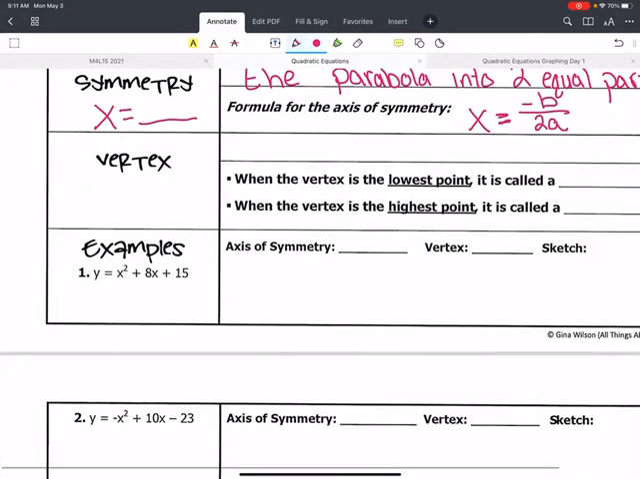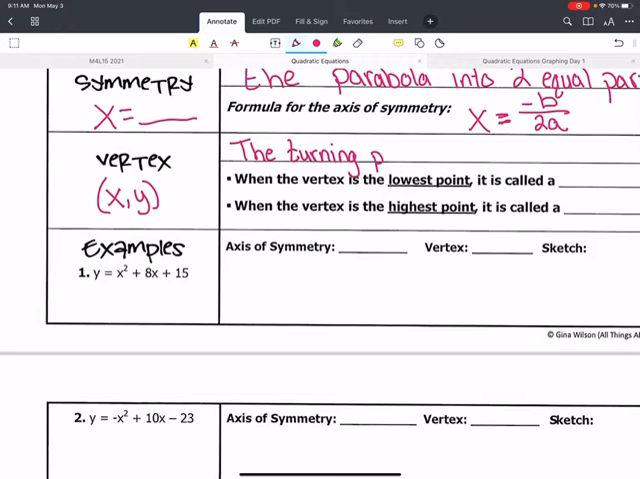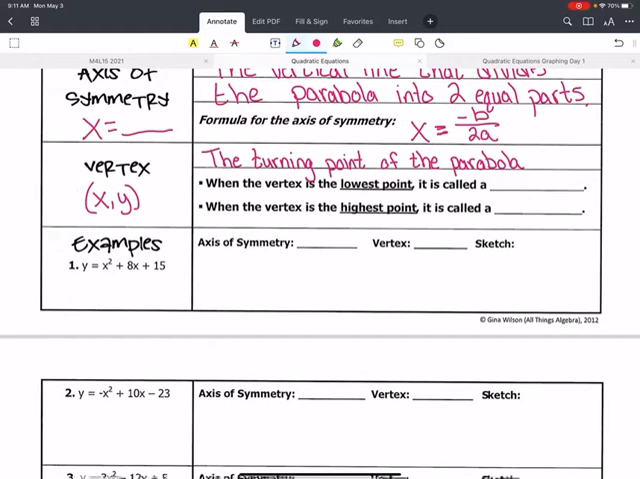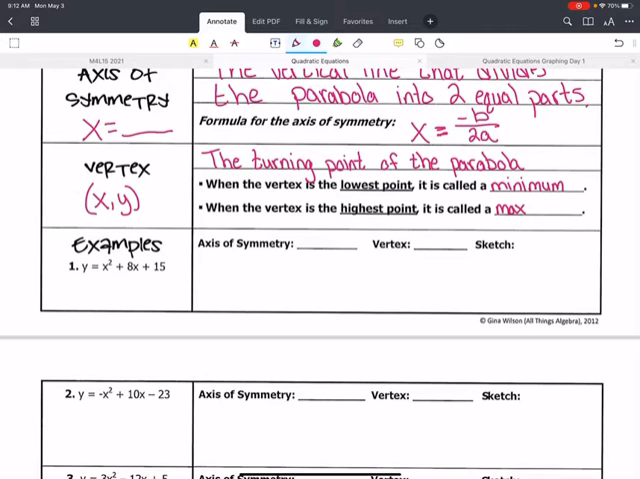Next is the vertex. The vertex is labeled x comma y. It's an ordered pair. And the vertex is the turning point of the parabola. And when the vertex is at its lowest point, it's called a minimum. And when the vertex is at its highest point, it's called a maximum.